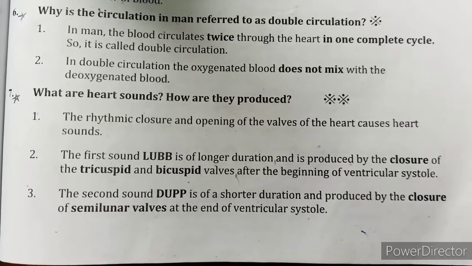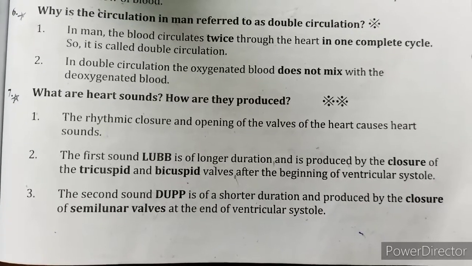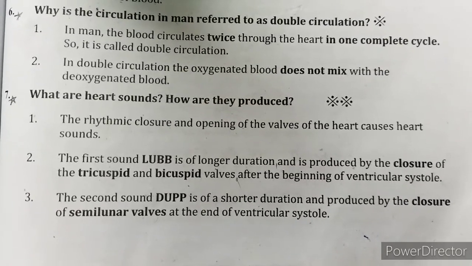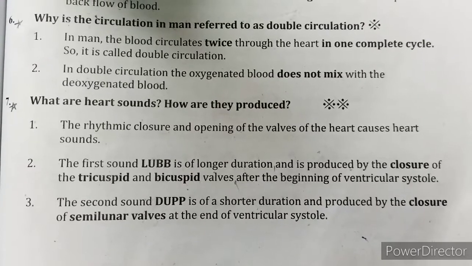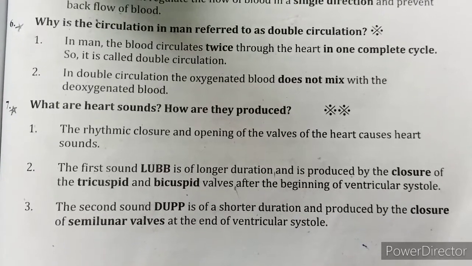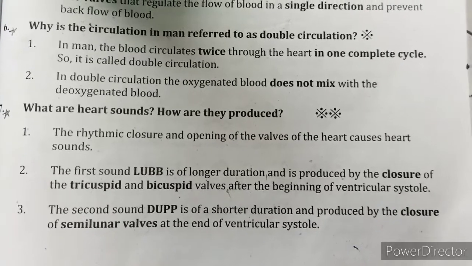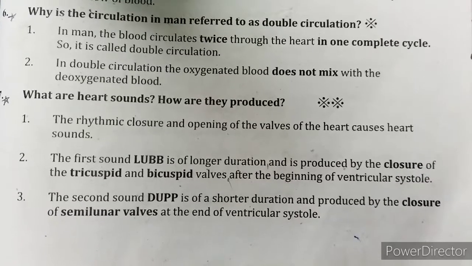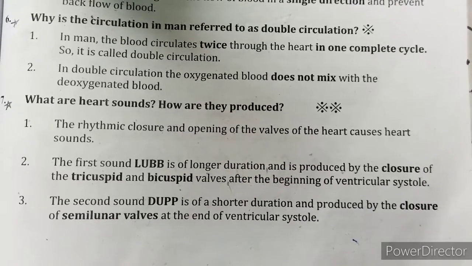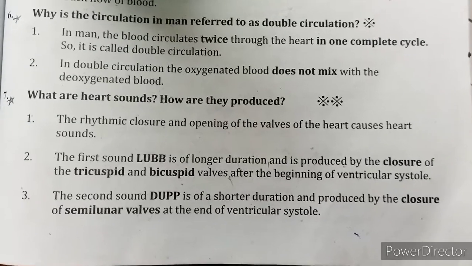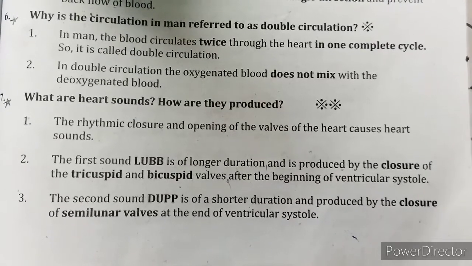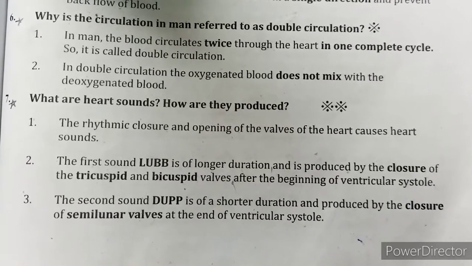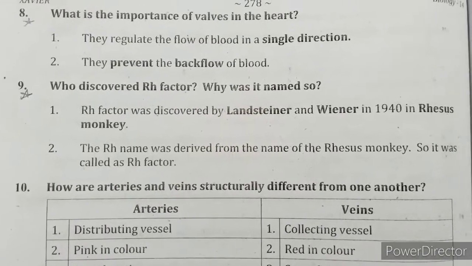The rhythmic closure and opening of the valves of the heart causes heart sound. The first sound, lub, is of longer duration and is produced by the closure of the tricuspid and bicuspid valves after the beginning of ventricular systole. The second sound, dub, is of a shorter duration and is produced by the closure of semilunar valves at the end of ventricular systole.